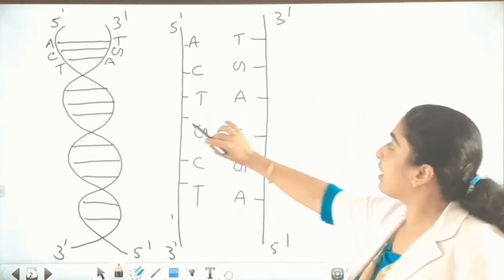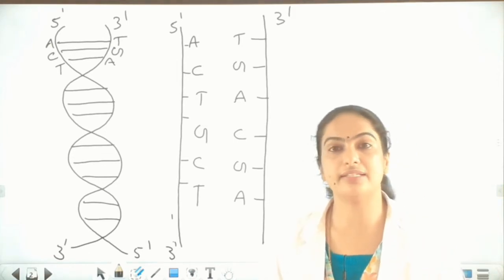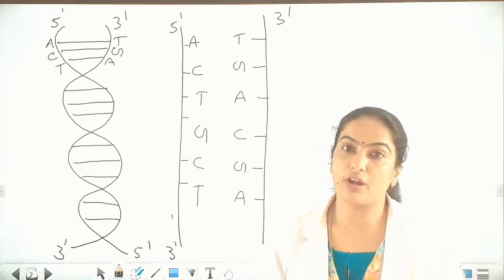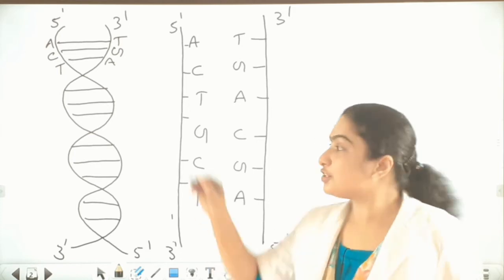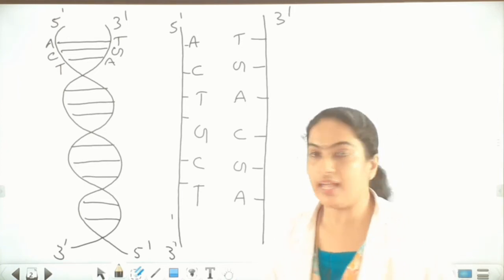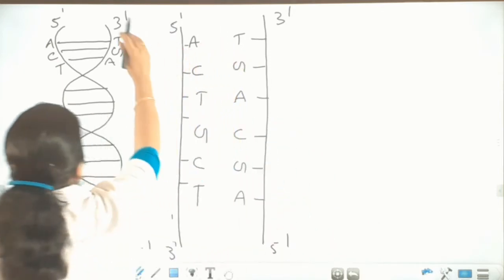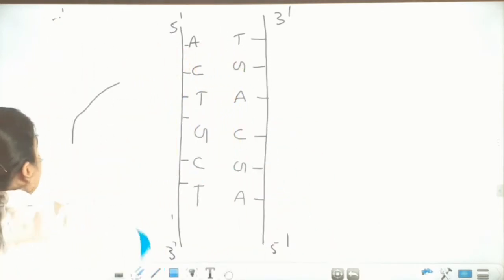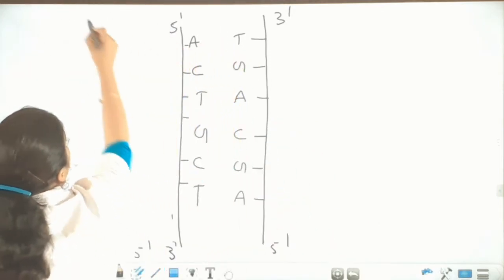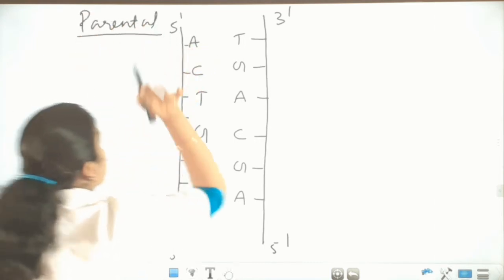Here in the DNA, the two strands can act as template strands. That means the two strands can synthesize their own copies, or the two strands are capable of forming new strands, and those must be complementary to each other. Let's see the first strand here. So this strand is the parallel strand.